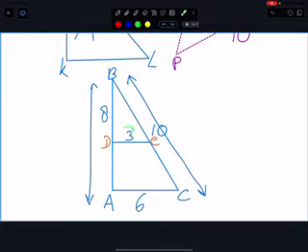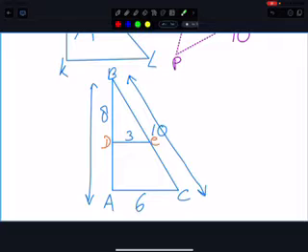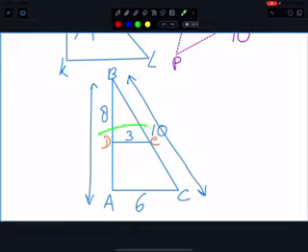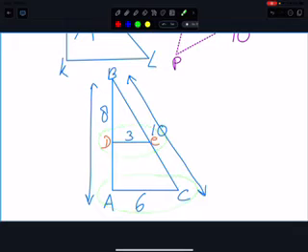For example, DE is half the size of AC. So if I'm going to calculate BD, knowing that BA equals 8, and knowing that DE is half of AC, what do you think BD is going to be? 4. How do you get to 4? 8 divided by 2. So the answer to BD is 4.